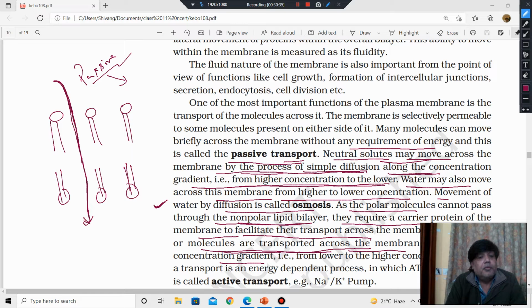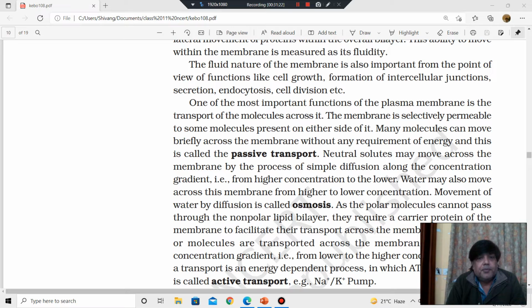Facilitated movement also occurs from high concentration area to lower concentration area. Facilitated transport does not occur from lower concentration to higher concentration. It does not occur uphill. Uphill transport is not accomplished by passive movement. Only active transport can move ions, atoms or molecules from lower concentration toward higher, that is uphill transport, with the expenditure of energy. So three types of movement: passive, facilitated and active transport are there.